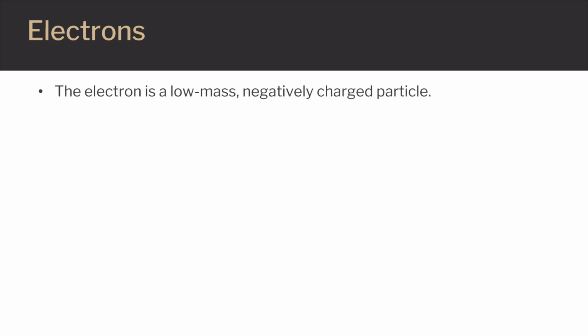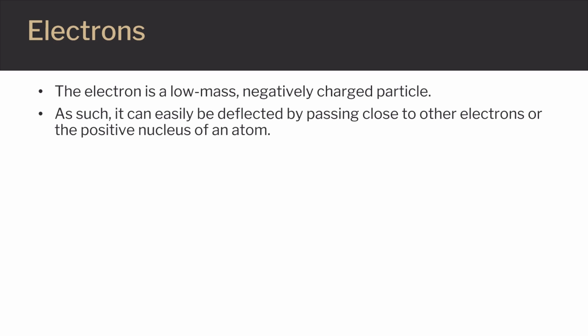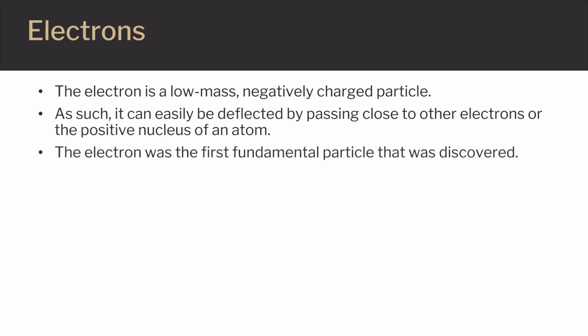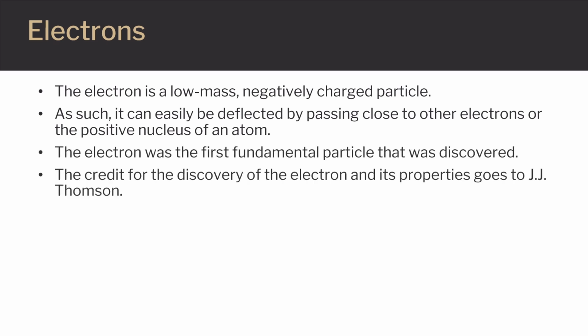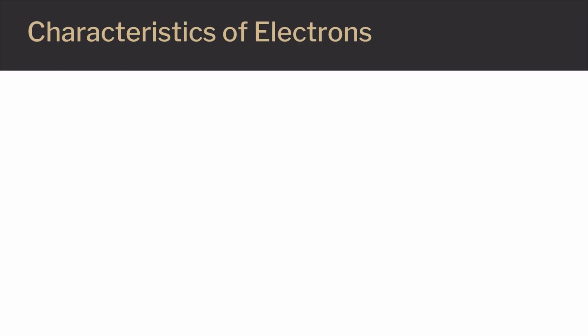Now, let's review what an electron is and a little bit about its discovery. The electron is a low-mass, negatively charged particle. As such, it can easily be deflected by passing close to other electrons or the positive nucleus of an atom. The electron was the first fundamental particle that was discovered. The credit for that discovery of the electron and its properties go to J.J. Thomson. The characteristics of electrons are the following.